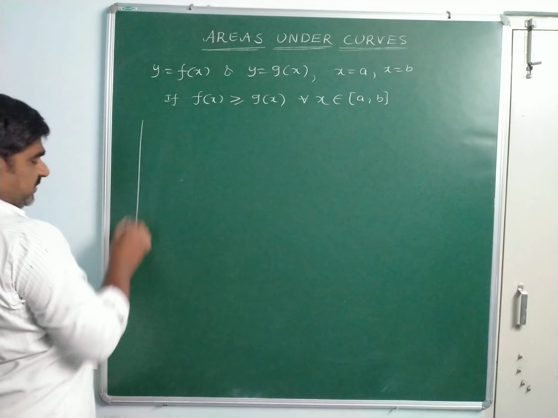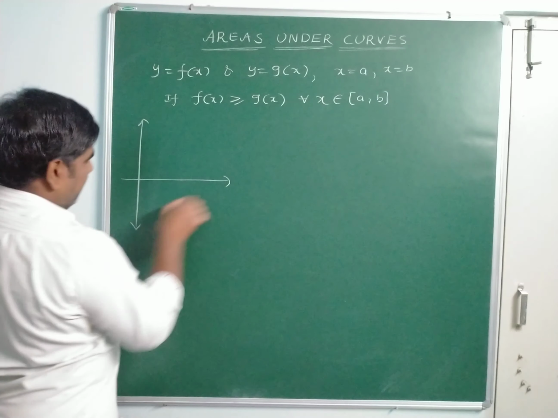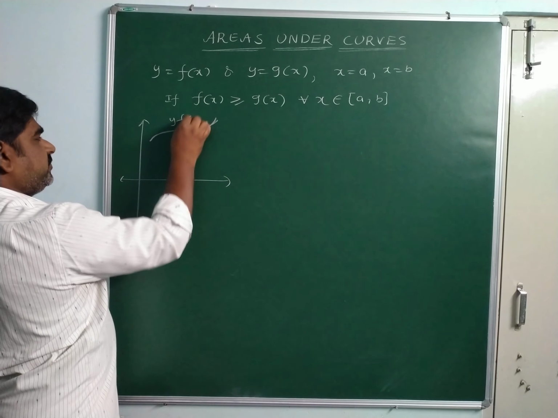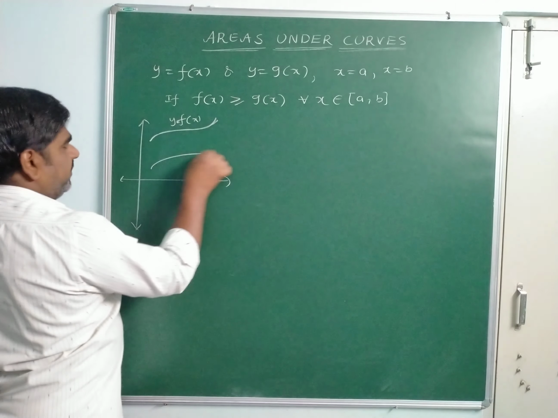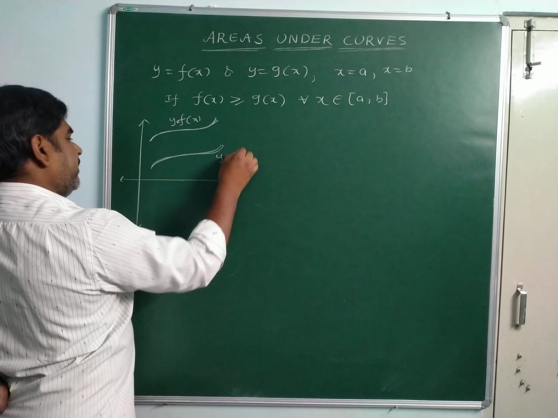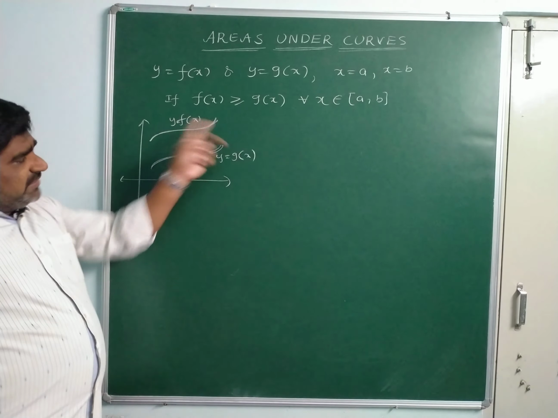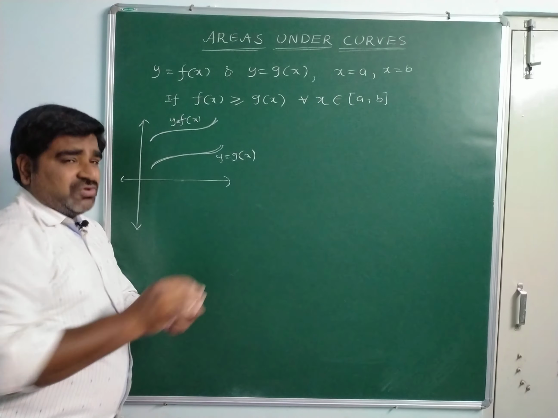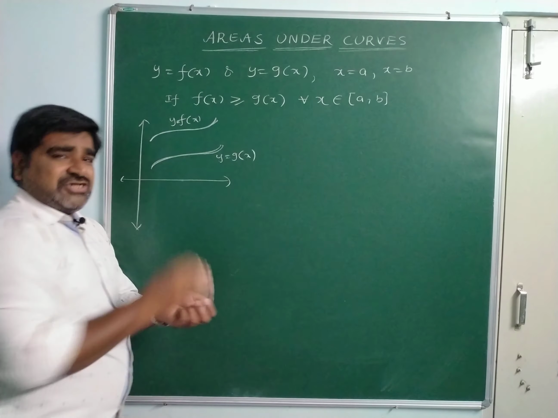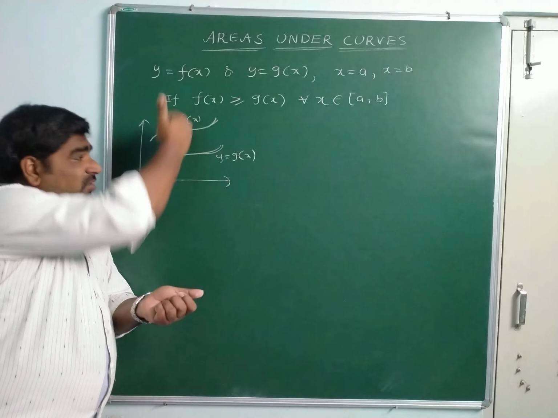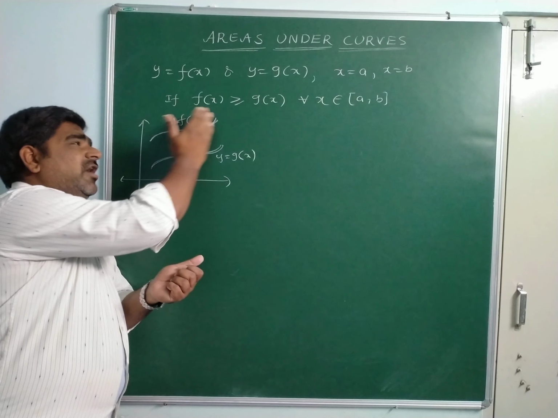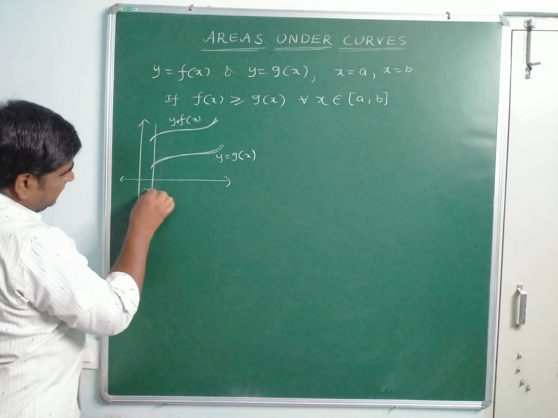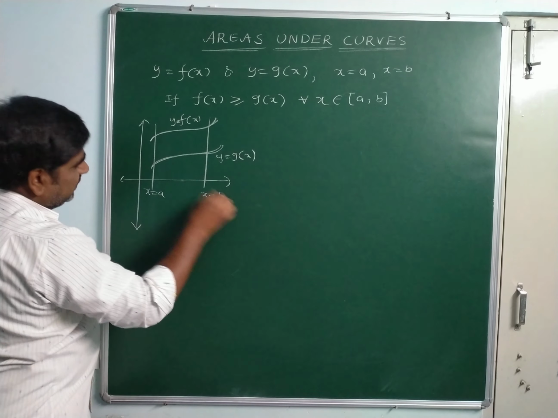In this case also, there are three different cases. Let us discuss one by one. So this is the curve y equal to f of x, and this is the curve y equal to g of x. Clearly f of x is greater than or equal to g of x. How can you say, sir? For every value of x belonging to the closed interval a comma b, clearly f of x is greater than g of x. So the f of x value is more than the g of x value, which means the curve f of x must lie above the curve g of x. And these are the two lines: this is the line x is equal to a and this is the line x is equal to b.